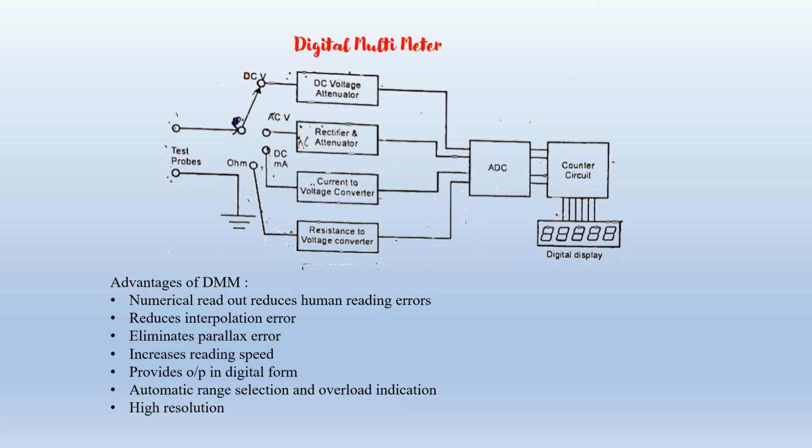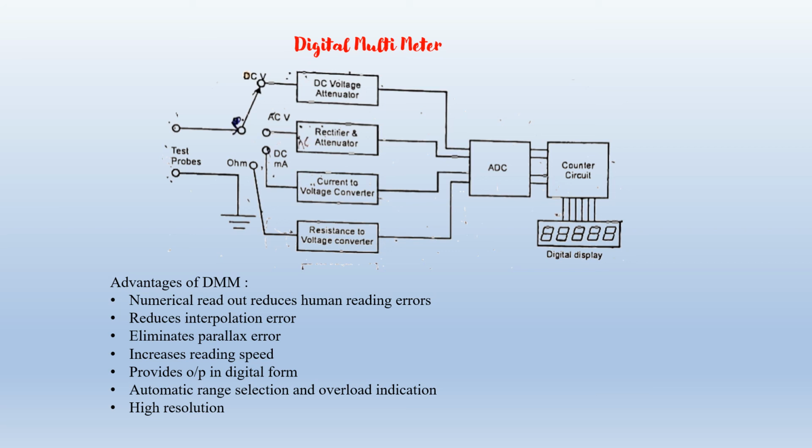The third part is for current measurement. For current measurement, the current is passed through a current to voltage converter as shown in this figure. The voltage drop developed across the resistor is now the input to ADC, which produces an output directly proportional to the unknown current.